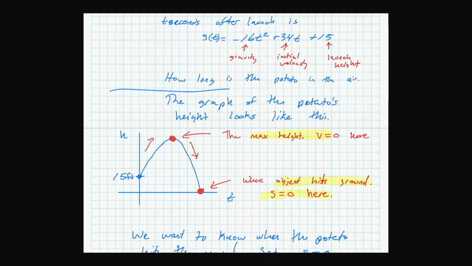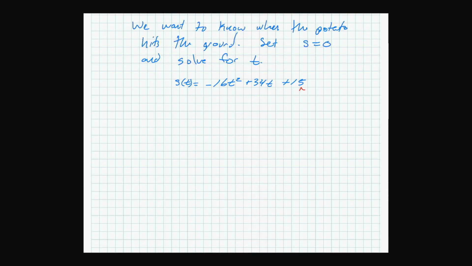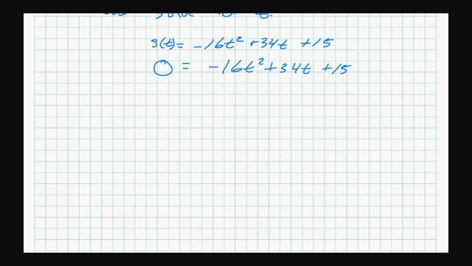All right, so you grab your position equation. This does not involve velocity at all. Set it equal to 0, because that's when it's on the ground. And we have to solve this. Now, these numbers we can't solve by factoring, I don't think. So we'll have to use the quadratic equation or a computer. They want an exact answer.